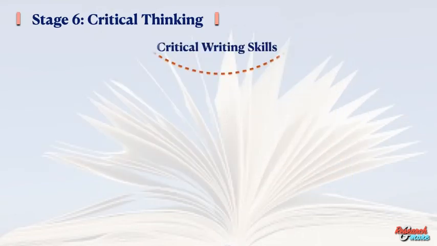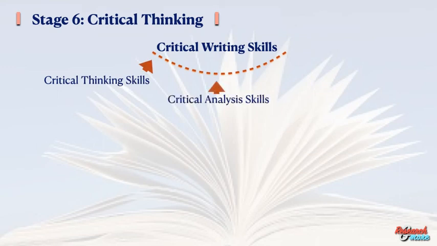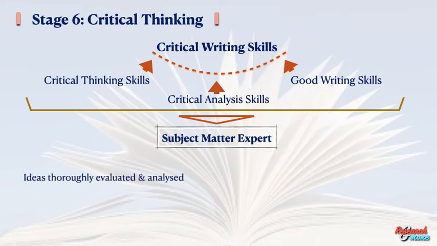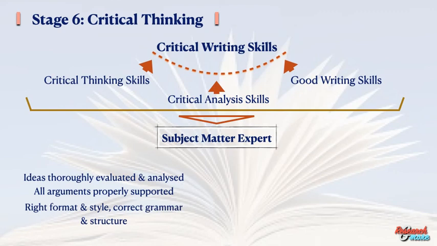You are considered to have acquired the critical writing skills when your thesis shows that you are able to apply critical thinking, able to perform critical analysis, and shows good writing. Your thesis shows that you have a strong knowledge of the subject matter, as evidenced from how ideas are thoroughly evaluated and analyzed. Throughout the thesis, all arguments are properly supported to show creation of new knowledge and original contribution. The thesis is written in the right format and style with correct grammar and structure.